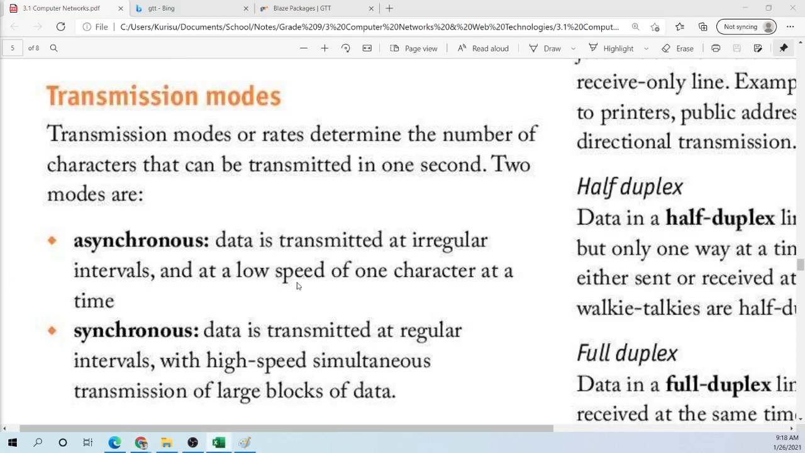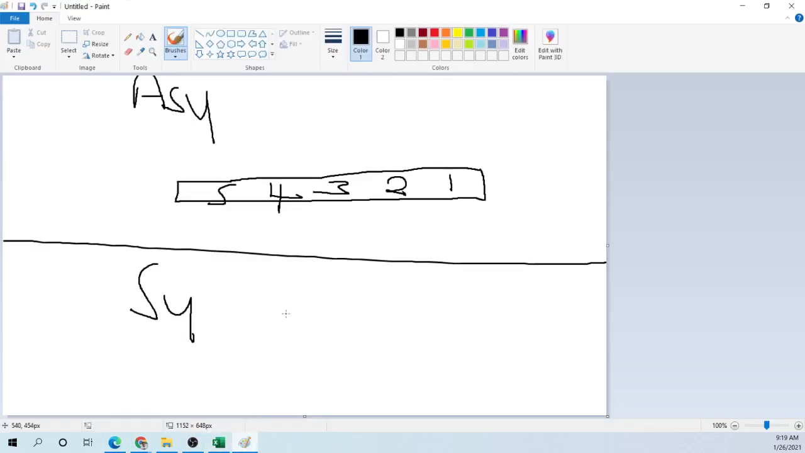Now for synchronous, the data is transmitted at regular intervals. This one has higher speeds, and it simultaneously transmits large blocks of data. So simultaneously means, what does simultaneously mean? Anyone knows? At the same time. Robert is correct. At the same time. So synchronous is at the same time.